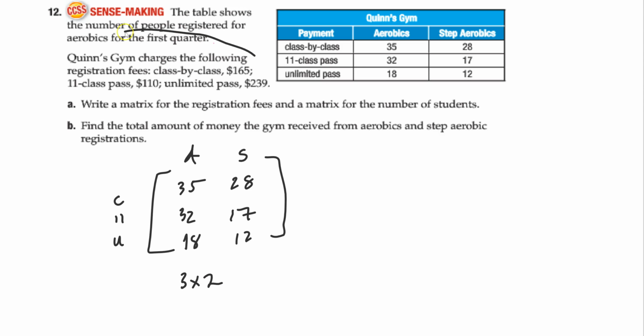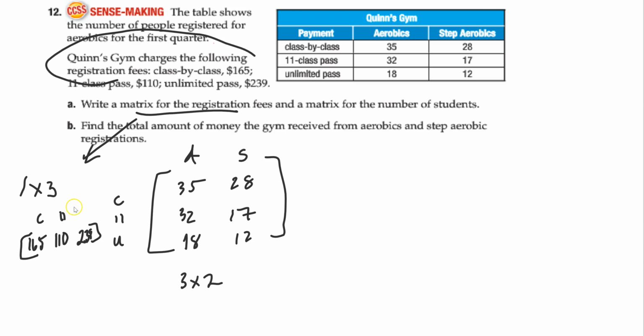In this one, they want you to write the registration fee. We're actually going to do it this way. To make sure I can multiply, I'm going to do a 1x3. Most of the time they have to tell you this. Sometimes the questions aren't great. They should tell you to make it a 1x3 matrix, because we want it to match. So what we're going to do is, class by class is 165. 11 class pass is 110. And then unlimited pass is 239. So this is how much it costs. And this is a 1x3.